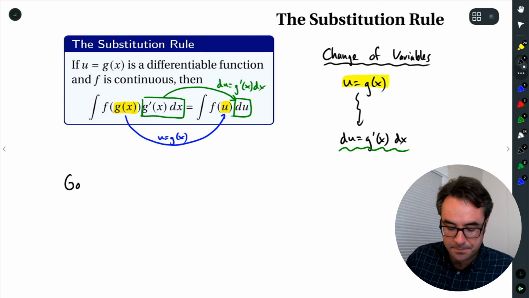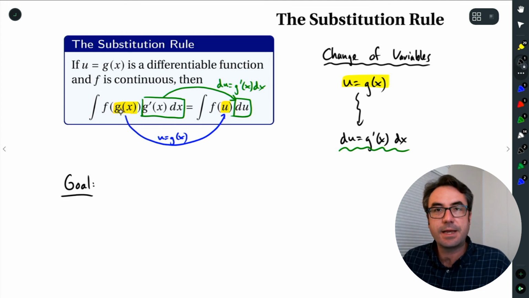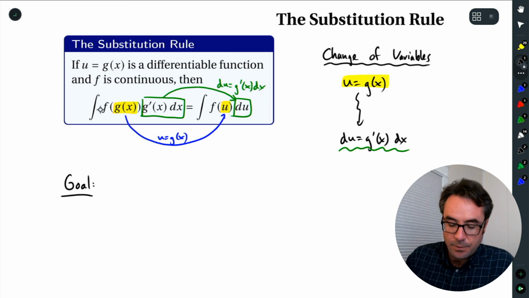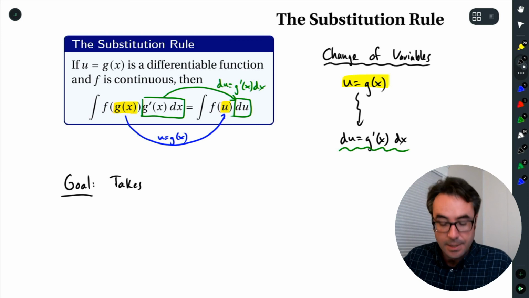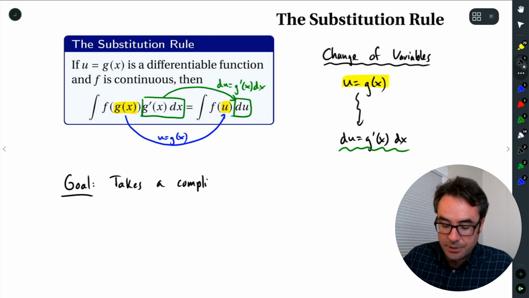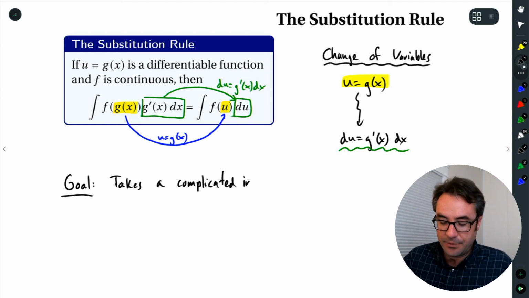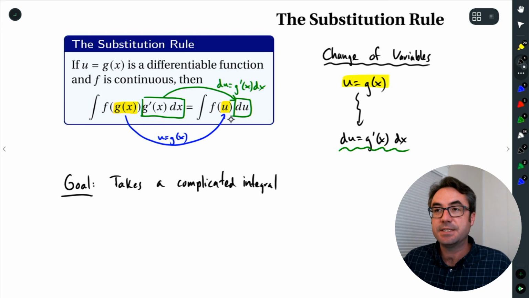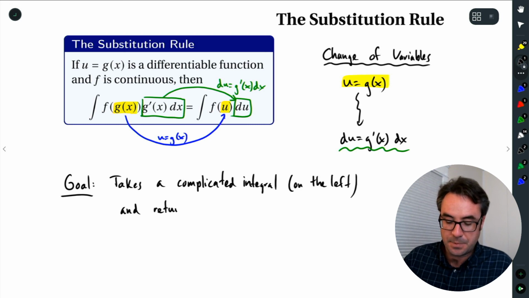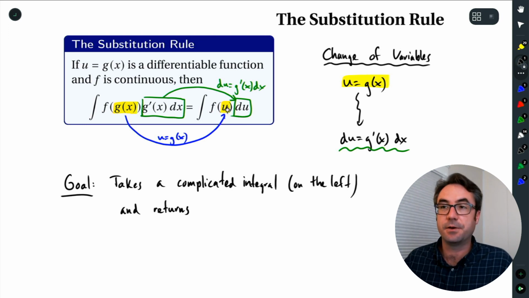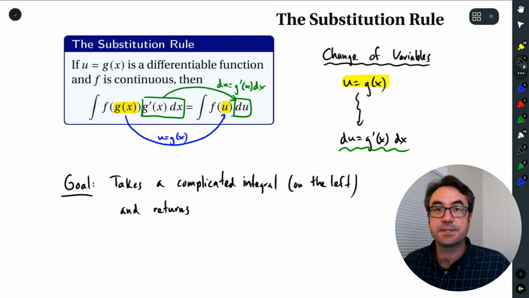So ultimately, in a lot of cases, we're trying to integrate a composite function. And what we have here is a complicated looking integral. There's going to be a lot of things going on for this left integral. This is the one we're going to be trying to do. And what this substitution rule does is it takes a complicated integral on the left and gives us a simplified integral, or an easier one, on the right. So there still might be some work over here. This might not be entirely trivial, but it's going to be hopefully easier. There'll be fewer things to consider.